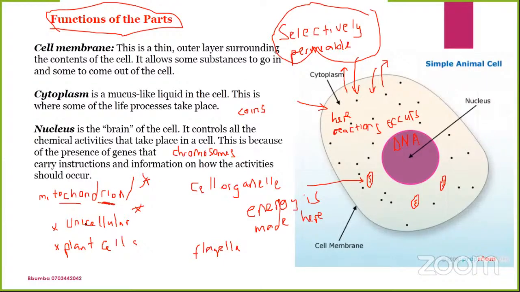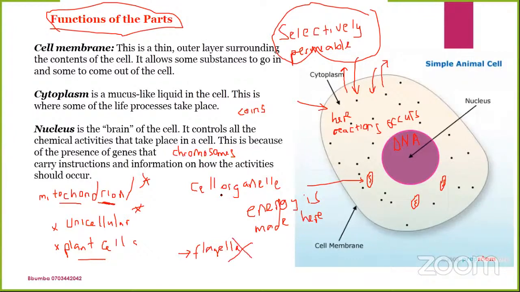Then this question of unicellular has been answered. Then plant cells, the next slide is about plant cells. I'm going to comment more about plant cells and even the question of flagella. Now, flagella are found in animals or unicellular organisms which can move. Plant cells don't move, so they will not have flagella.